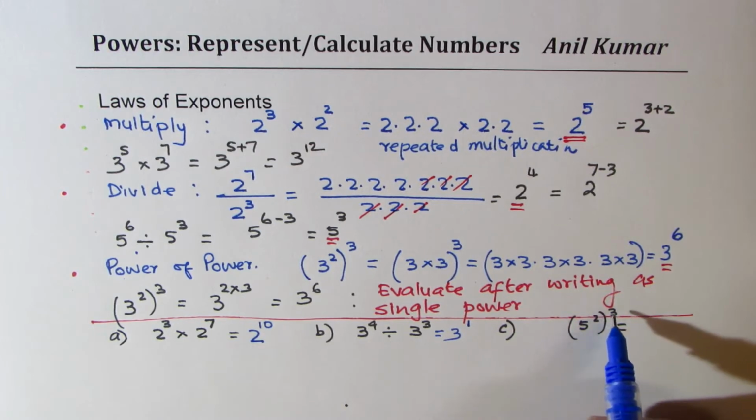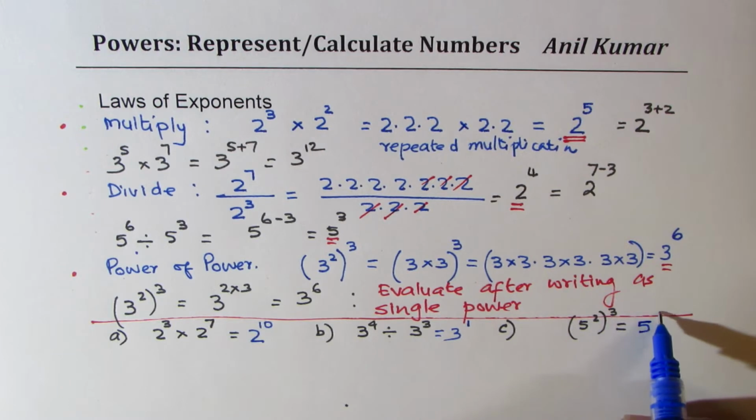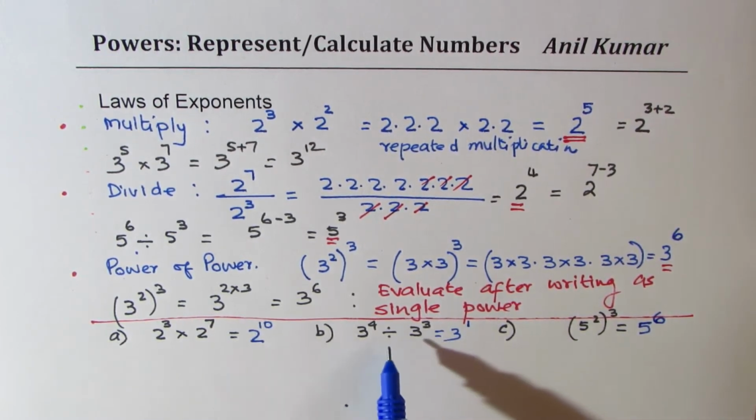Now when you have power of power, they get multiplied. So we get 5 to the power of 3 times 2, 6. So that is writing these expressions as a single power. Now let us see how to evaluate.